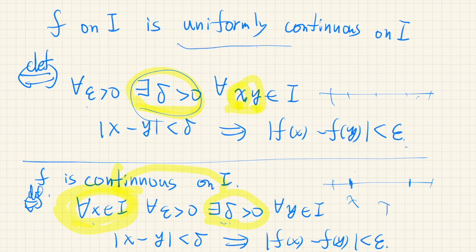So this uniform continuity is a lot stronger condition than ordinary continuity. So that means if a function is uniformly continuous, that implies the function is continuous in that interval, but not vice versa. So even if a function is continuous on an interval, that may not be uniformly continuous on the same interval. Okay, let's see an example.